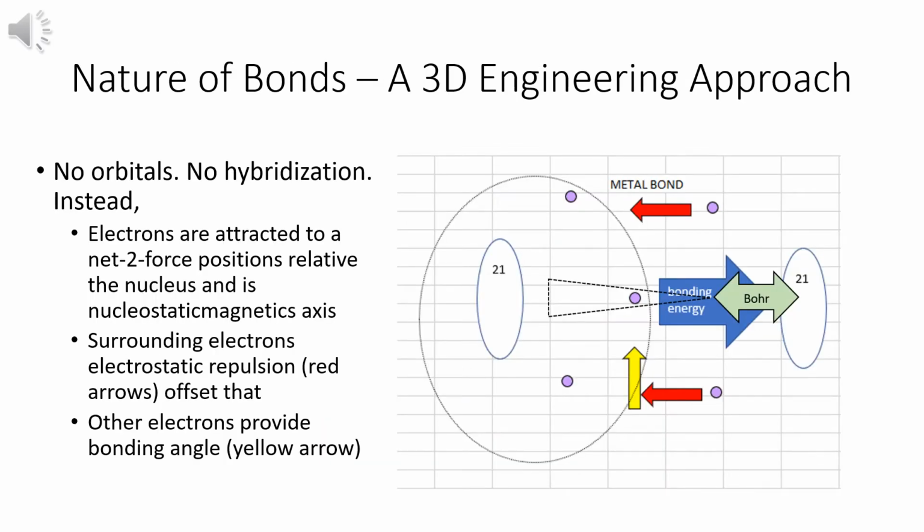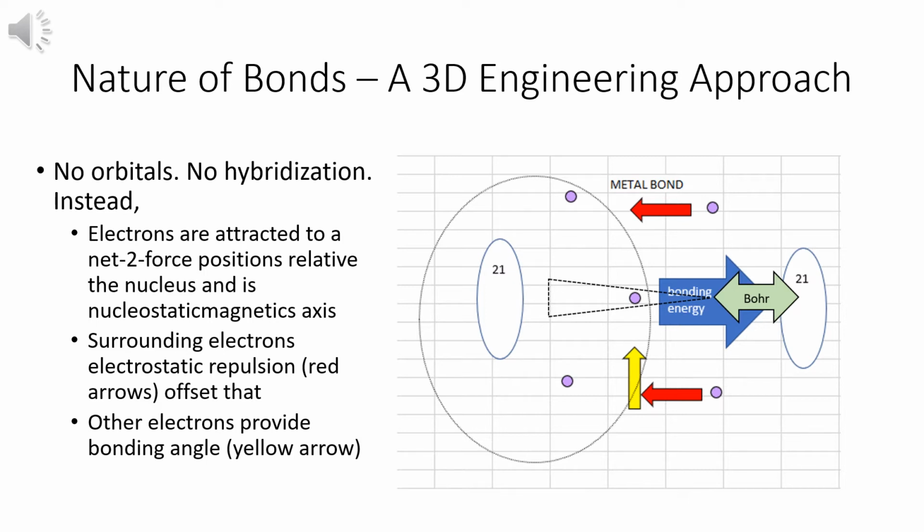So, now I will apply that 3D engineering to the bonding of one atom to another. Notice that this model has no orbitals. It does not use hybridization of electron probabilities. Instead, electrons are attracted to net 2 force positions relative to the nucleus and its nucleostatic magnetics axis. That is the left side of the graphic. There is a nucleus with various electrons. These electrons are shown as purple spheres.